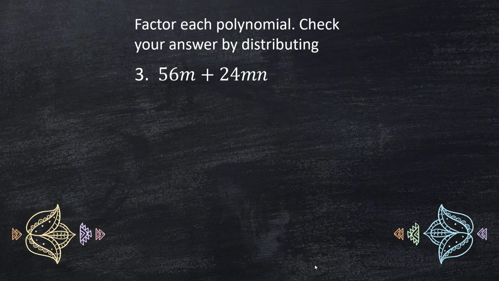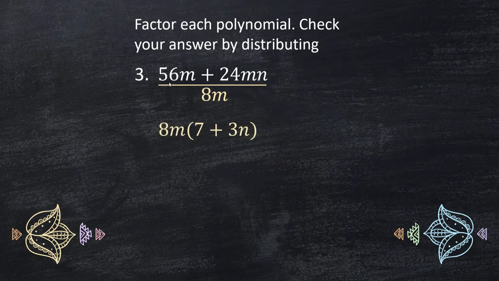Looking at number 3, 56 and 24 are both divisible by 8. Their greatest common factor is 8. And then also notice they both have an m. Okay, this one has an n, but that one doesn't. So they don't have an n in common. So remember, greatest common factor is what they have in common. So our GCF here is 8m.